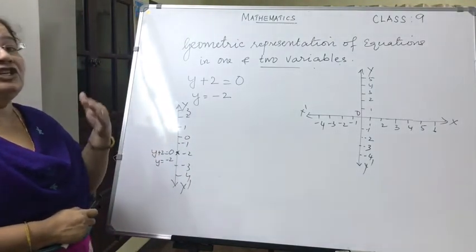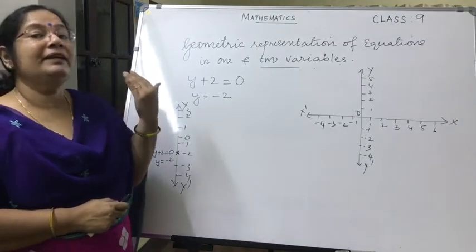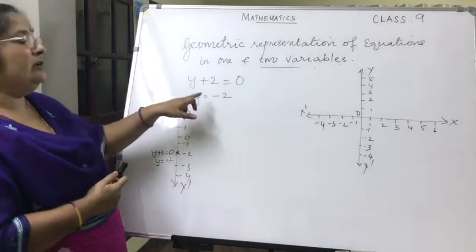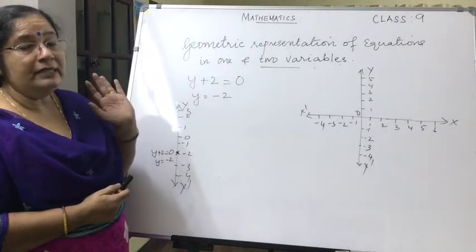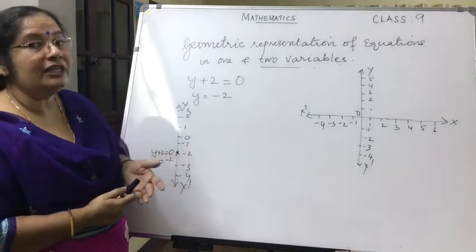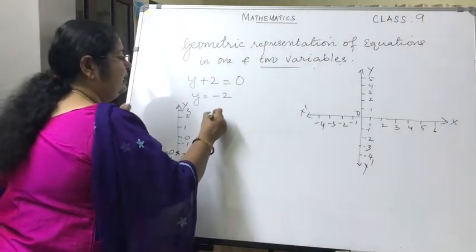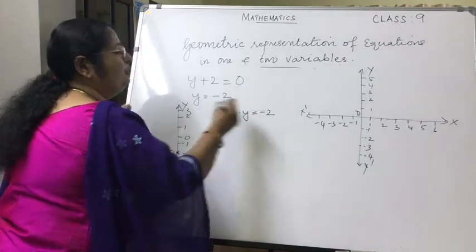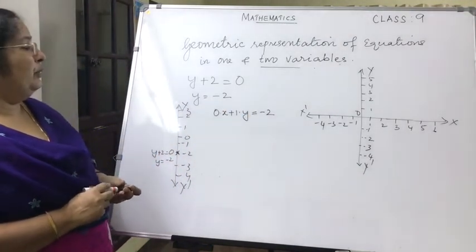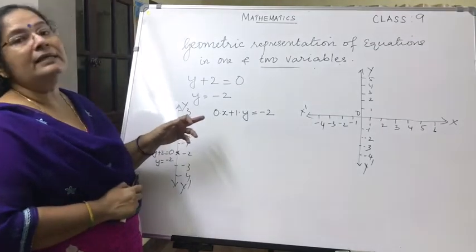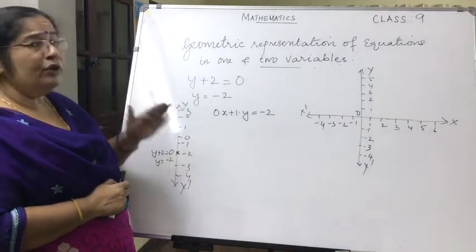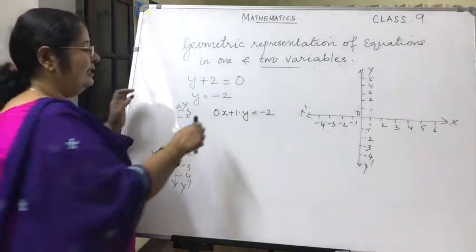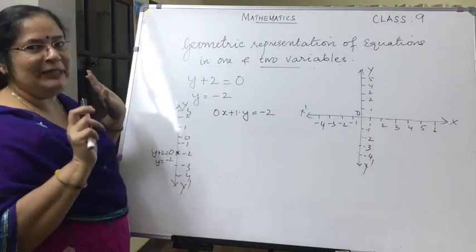Now coming to representation in two variables. For that, first you have to form the equation in two variables. How will you write in two variables? What is y equals minus 2 means? 1 into y equals minus 2. So how will you write the equation in two variables? This will be 0 into x plus 1 into y is equal to minus 2. Now what you are going to do? For whatever value of x you put, this entire term will become 0.